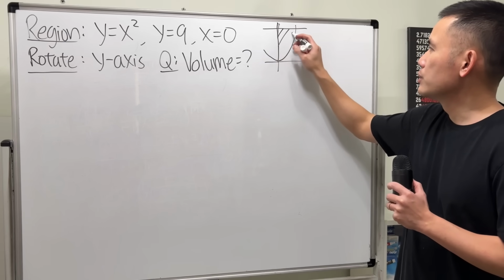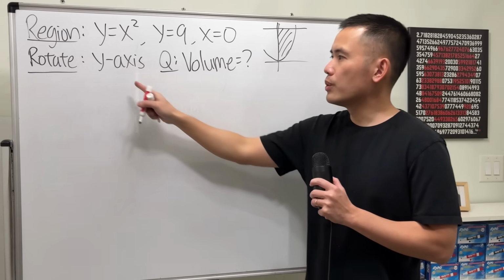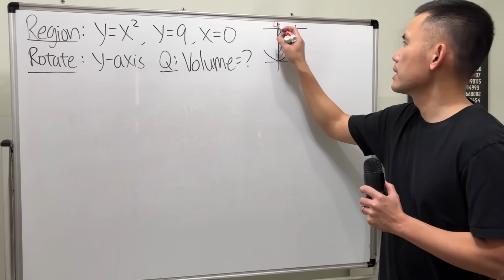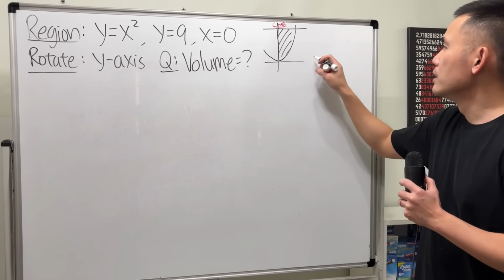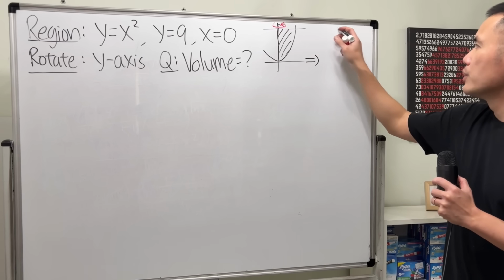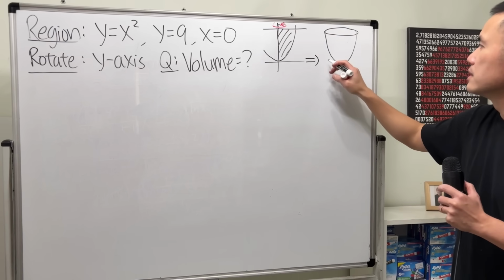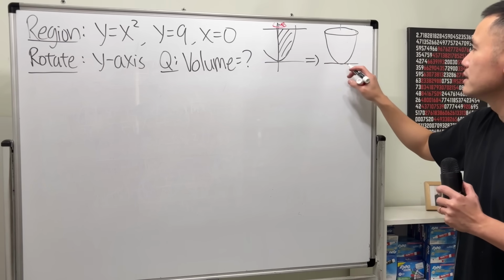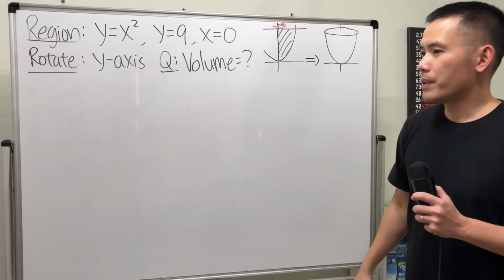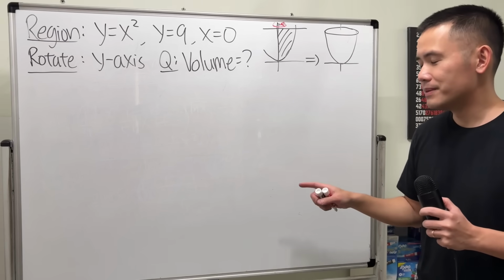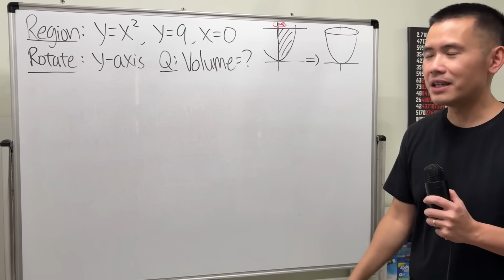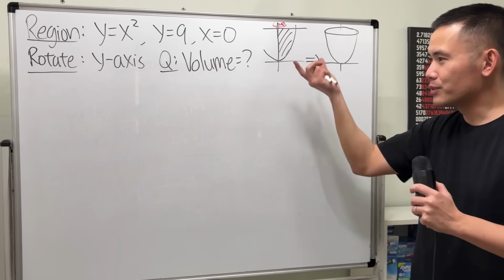So we're talking about this region here, and we want to rotate that about the y-axis, so it looks like this. And the question is asking us to find the volume. So you can make a quick sketch. You're going to get this. And I believe this is called the paraboloid. I already have a hard time saying the word parabola, so once you do a rotation.